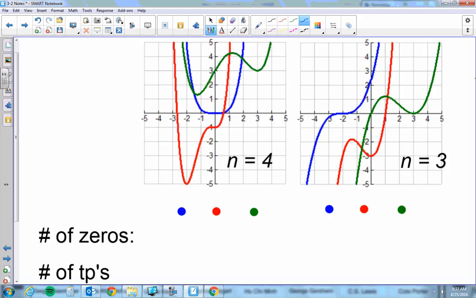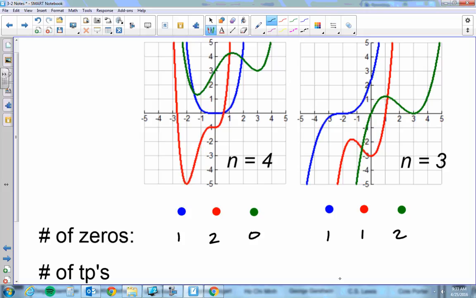All right, let's do the zeros first. So the blue graph has how many zeros? Just 1, yes? Write that down. The red graph has 2 zeros, and the green graph has how many zeros? None, yes. Let's do the odd ones. The blue one has 1 zero, the red one has 1 zero, and the green one has 2.